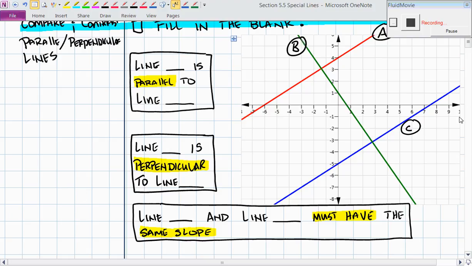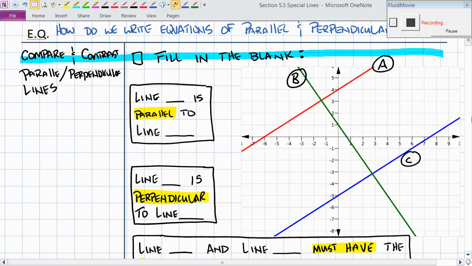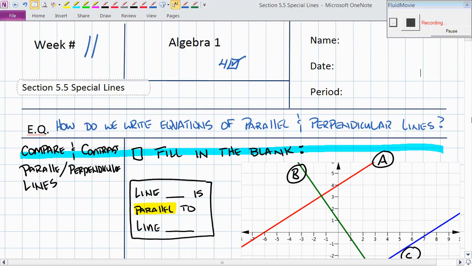All right, so I'm going to give you a minute to look at these and figure out which ones you think they are. The essential question we're trying to answer is how do we write equations of parallel and perpendicular lines?